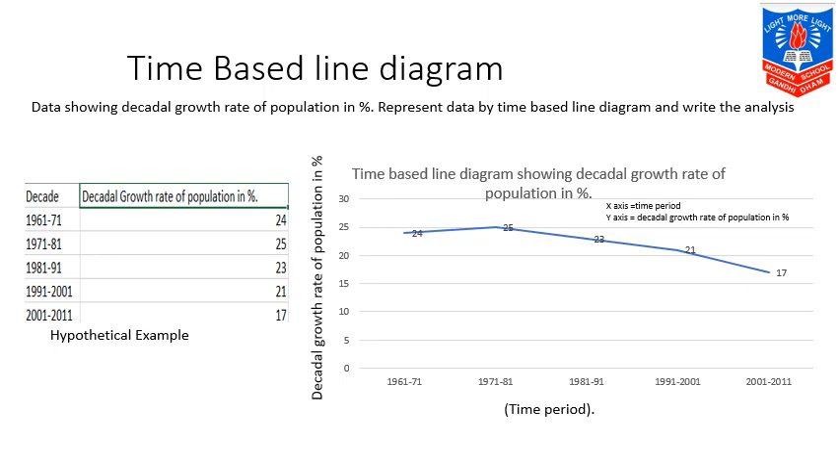1961-71 the population growth rate was 24%, whereas in the year 1971-81 the growth rate was 25%. So we can say that the population has increased. Now we can compare even 1971-81 with the year 2001-2011. That is, it was 25 previously and now it is 17%. It means the population has reduced. And so on, we will do the comparisons.